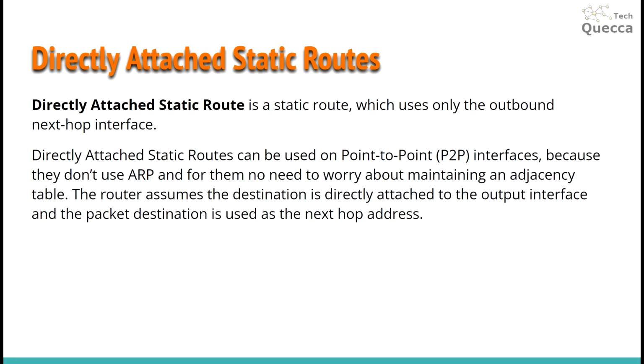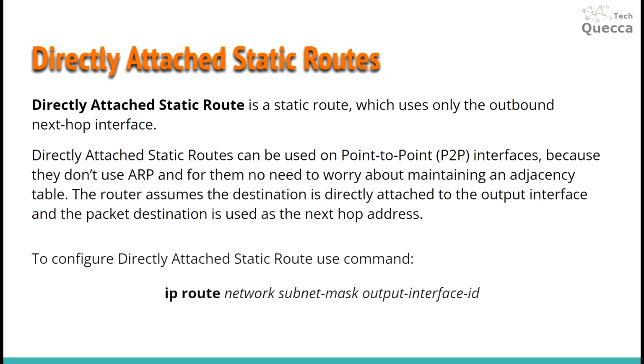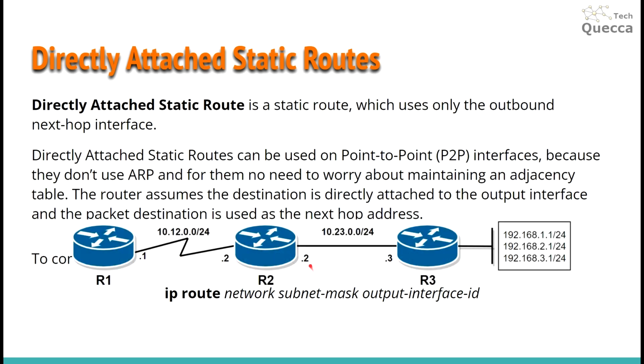The router assumes the destination is directly attached to the output interface and the packet destination is used as the next hop address. To configure a directly attached static route, use the following command: IP route, network, subnet mask, and output interface ID. Let's review this example.